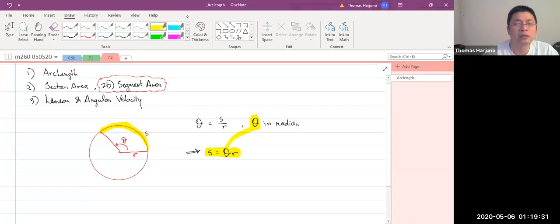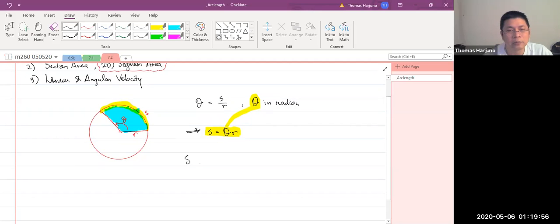Now, what is a sector? A sector is the pizza. This is the sector. Imagine if you have a pizza, then the area is the blue region here. Now sector area is equal to 1/2 theta R squared. Sector area is 1/2 theta R squared.